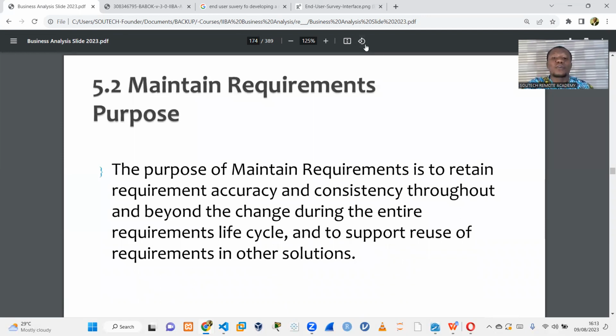Because it's very crucial that you want to retain accuracy and consistency throughout and beyond the change during the entire life cycle. Because you don't want the situation whereby, you see, in project management, we call this scope. In BA, we call it requirements. So you don't want to have an issue where your scope is changing. Today, the client says A, the next day, the client says B. The next day, the client says, okay, I want C. The next day, the client says, I need D. You don't want that to happen.